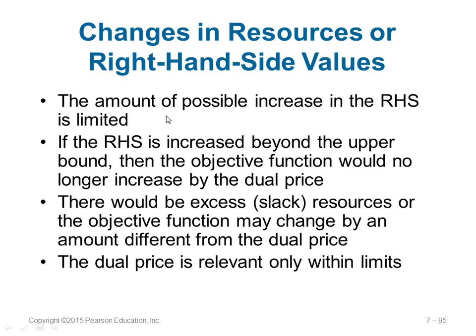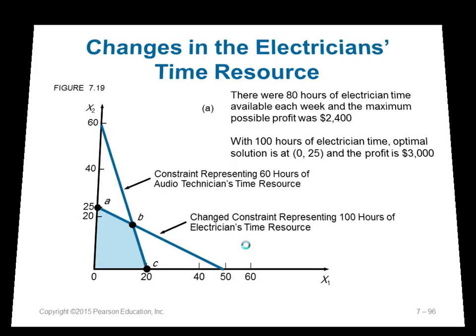So that is also how much you can increase the RHS. If you keep increasing the RHS beyond the limit, it will have no impact on the objective function. It will not increase by the dual price, which is the value by which it was supposed to increase. If you keep increasing, it will be like an excess resource. It will be like a slack resource. It will have no impact. So the dual price is also valid only within some limits.